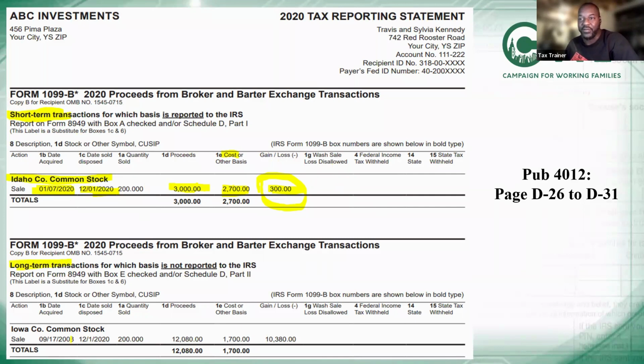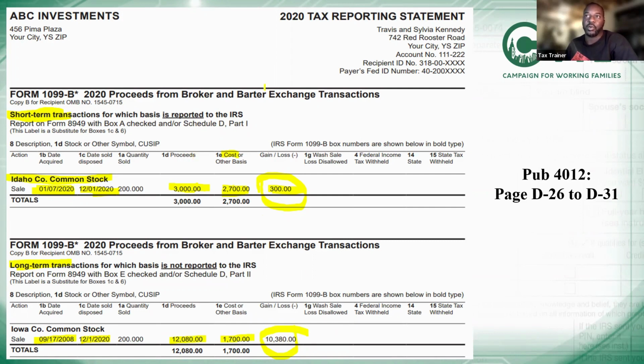And then down here, you have the same situation. I acquired it in 2008. I sold it in 2020. So I held it a lot longer. I paid $1,700 for it. But when I sold it, I got $12,000. I got a really nice gain this time. But this gain is going to be taxed at a lower rate than this $300.